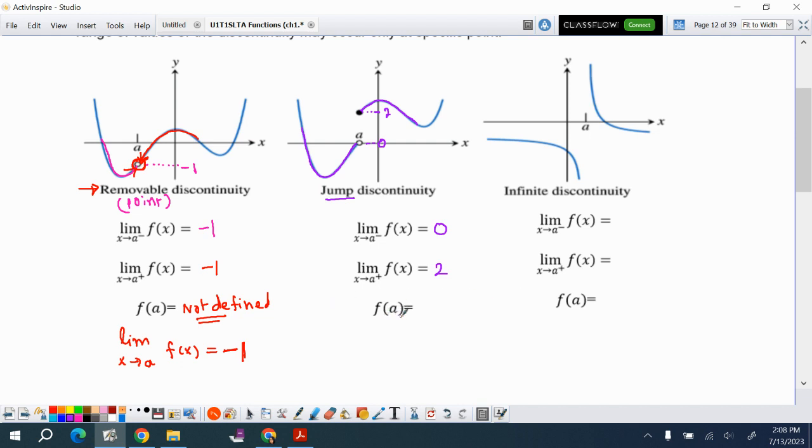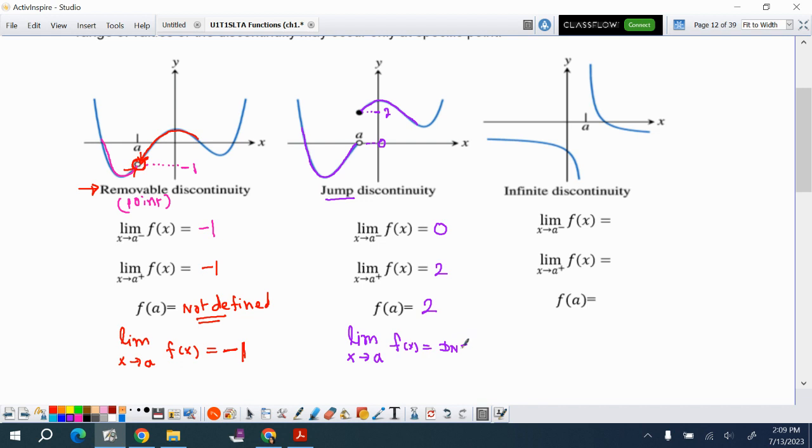What is f of a? Where is a closed circle? F of a is 0 or f of a is 2? Here, f of a is 2 because that's where the closed circle is. So if I write here limit x approaches a, no left or right, from both sides, what should be this answer? 0 and 2 are not the same number. So this kind of limit does not exist.